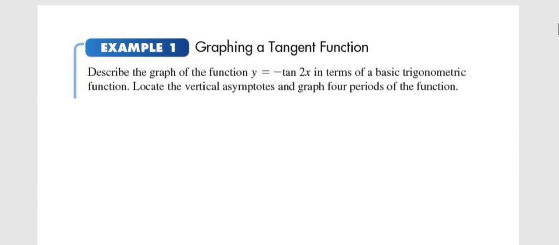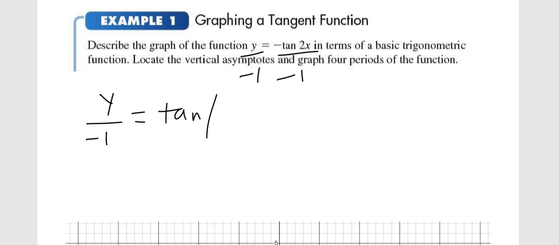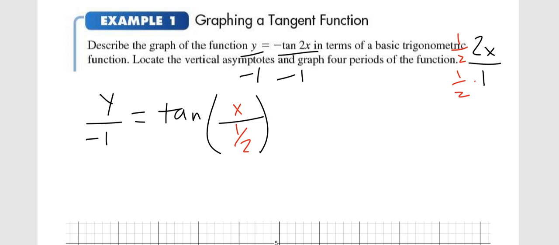Let's see here. Graphing a tangent function. Describe the graph of the function. All right, so now, if you were to divide by -1 on both sides, you would see its form looks like this. Now, what's going on inside those parentheses? We've got 2x over 1, and what should we multiply the top and the bottom by? Of course, 1/2, like we've done so many times before. And that gets us 1x over 1/2. So there's my form.